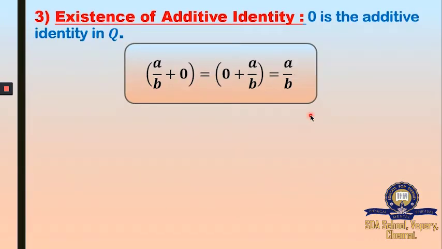So next is existence of additive identity. So here 0 is the additive identity in Q, which means 0 is the identity element for addition. Okay. So a by b plus 0 equals 0 plus a by b. So the answer will be a by b. So based on this also I have given you an example.